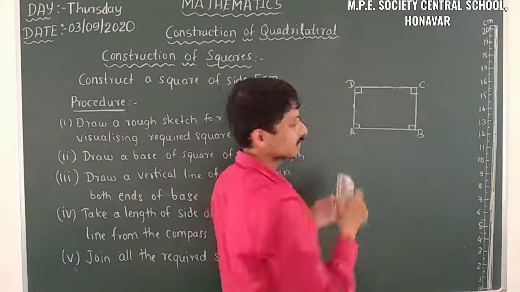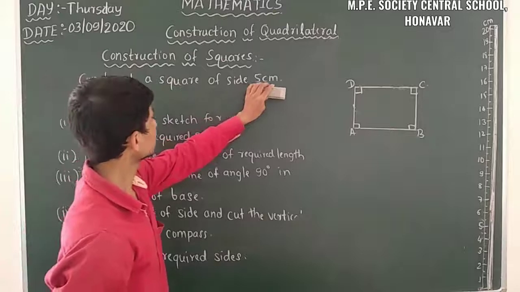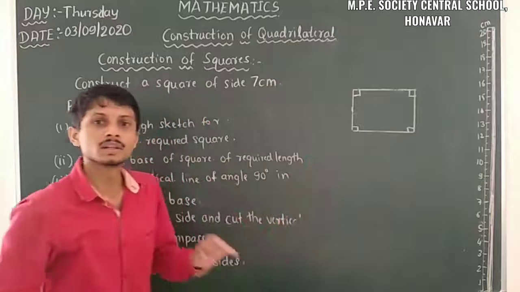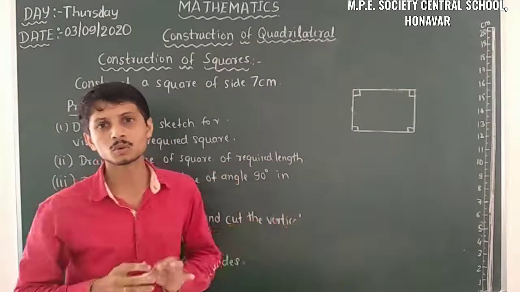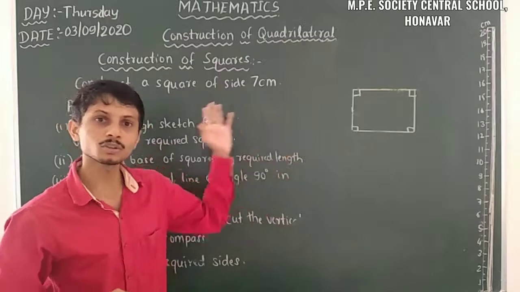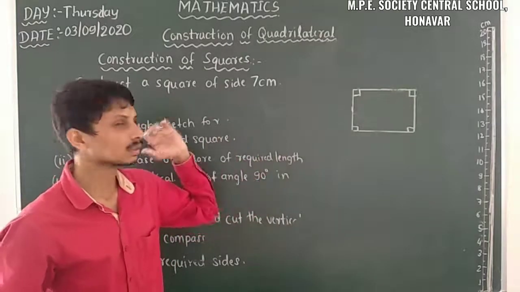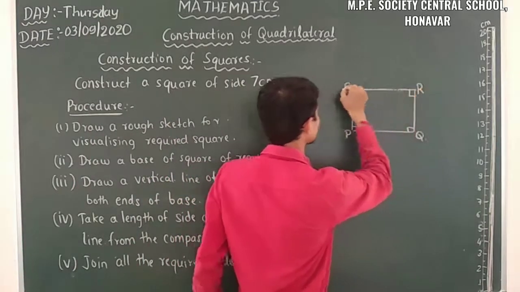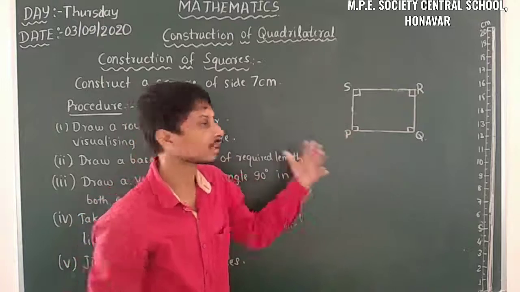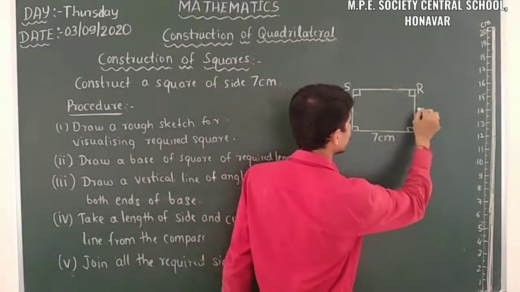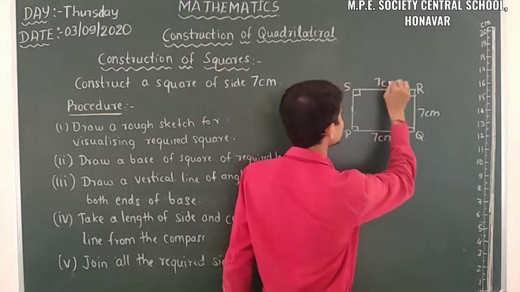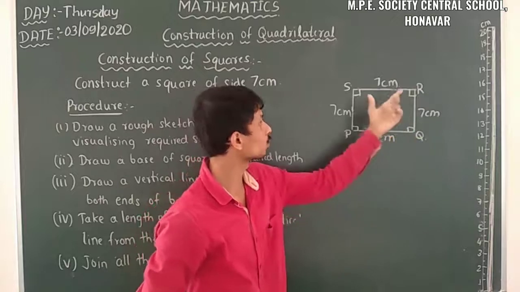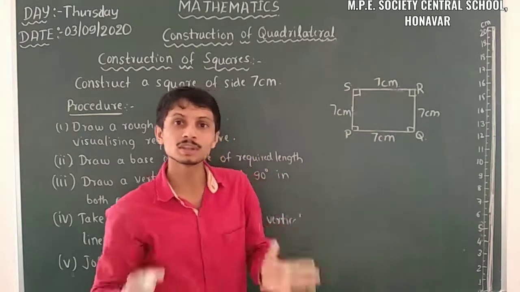Here I will take the same square. So construct a square of side 7 cm. Here also we have to go with the procedure. Firstly, just draw the rough sketch here. Here I will take the square PQRS. All the lengths of sides are equal. So here it is 7 cm, here also it is 7 cm, here also, and here also it is 7 cm. That is, PQ is equal to QR is equal to SR is equal to SP is equal to 7 cm only.